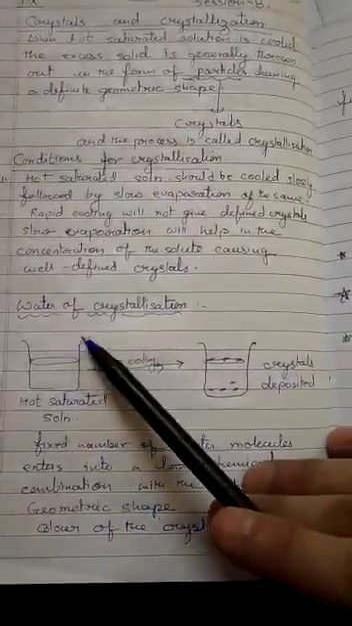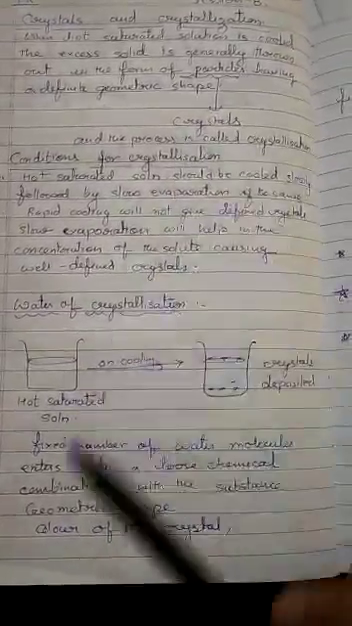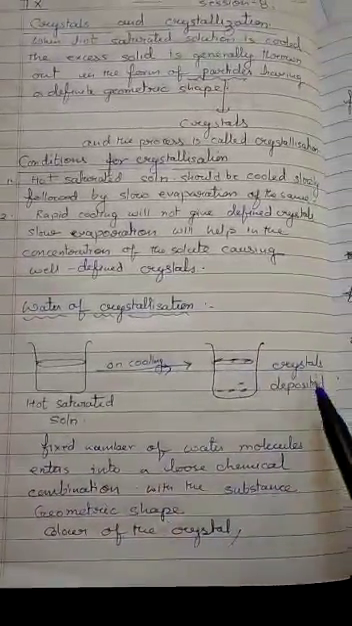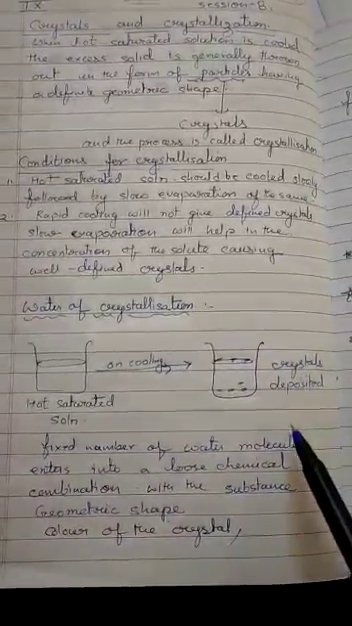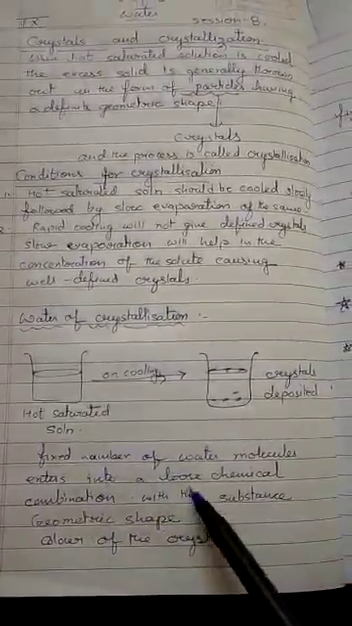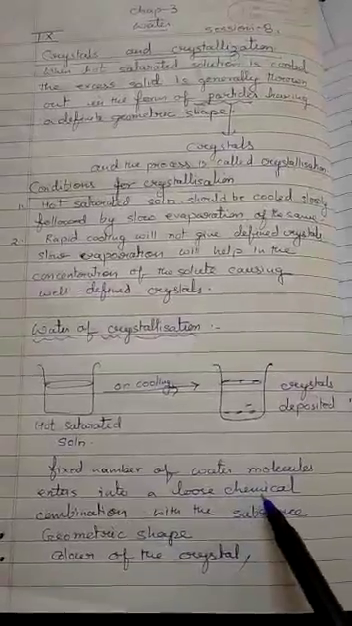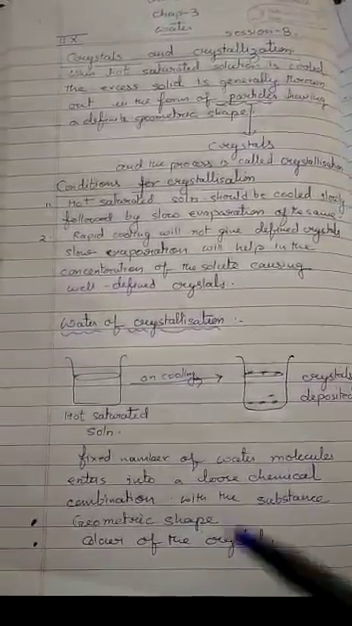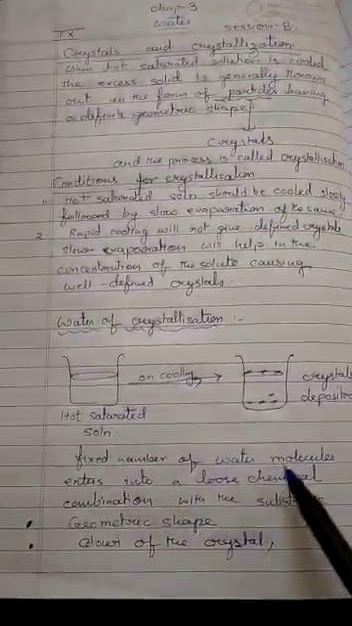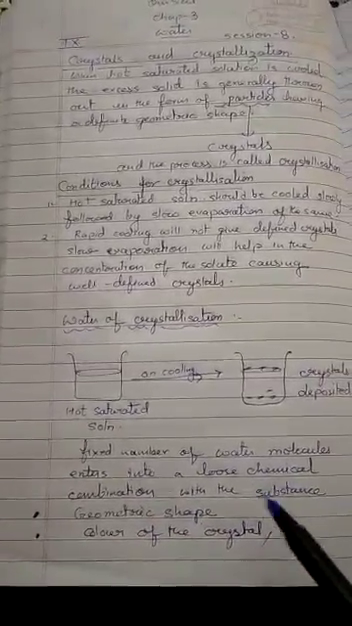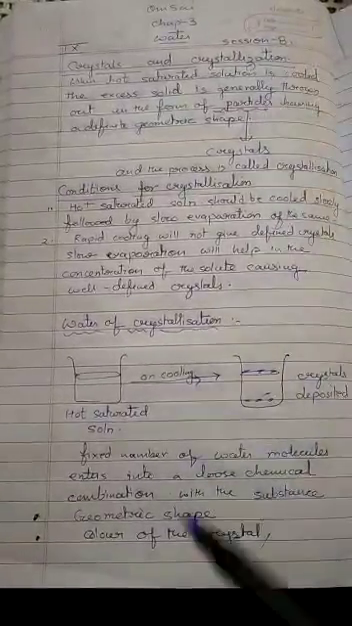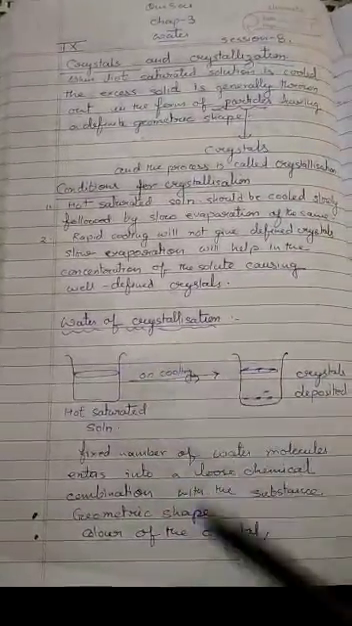Now we come to the water of crystallization. We have studied just now that when a hot saturated solution is cooled, crystals are formed. During the formation of crystals, a certain fixed number of water molecules enters into a loose chemical combination with the substance. This definite number of water molecules which gets attached to the crystals during their formation by the process of crystallization is called water of crystallization.